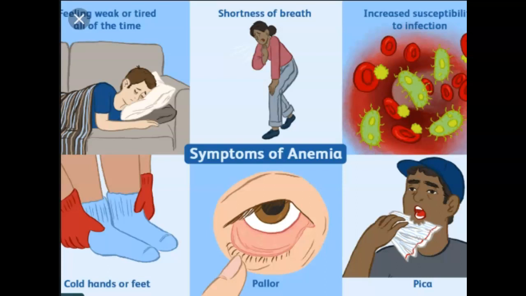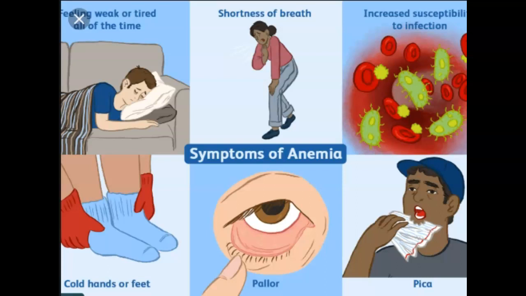Short of breath, increased susceptibility to infection. I did show you the conjunctiva, and also cold feet or hands. They always complain about their hands and their feet being cold, and also pica. Pica is something where they have a craving. Some people have a craving for things that are just out of the ordinary.